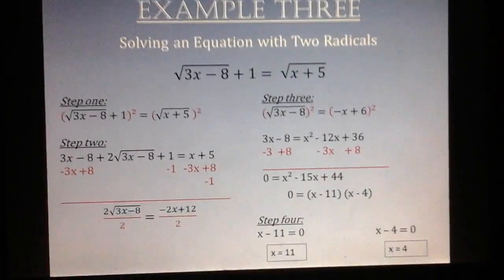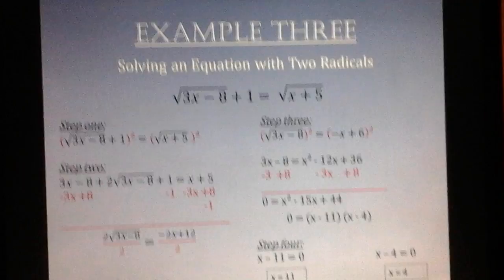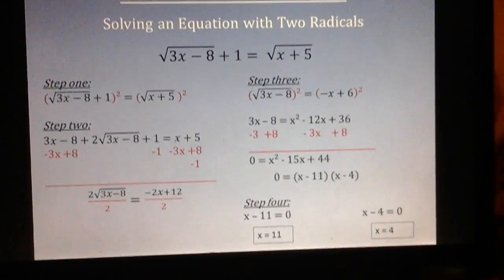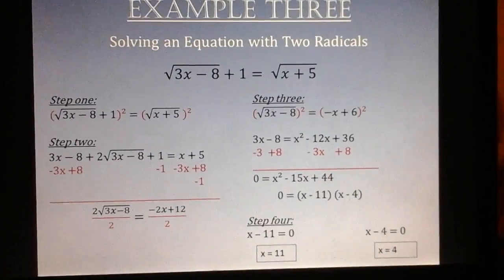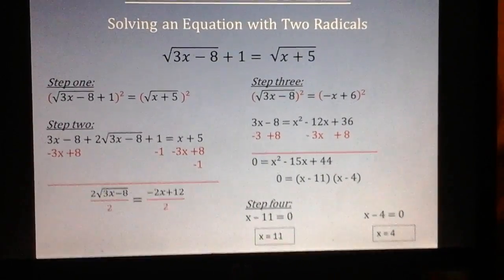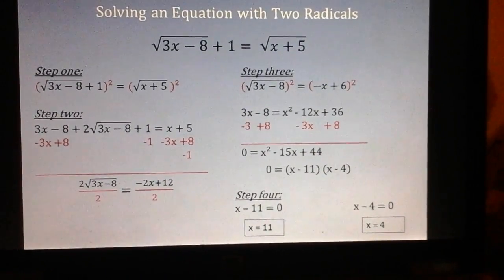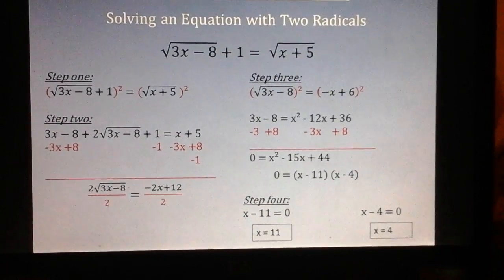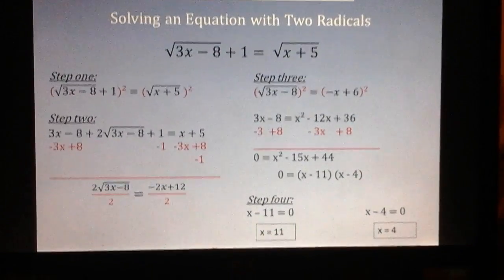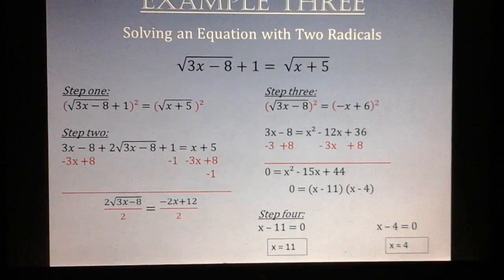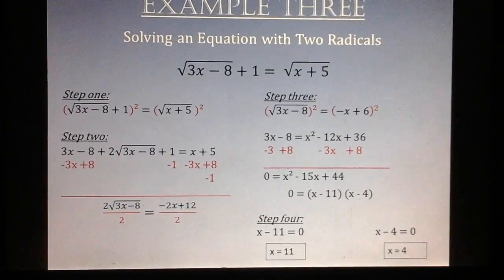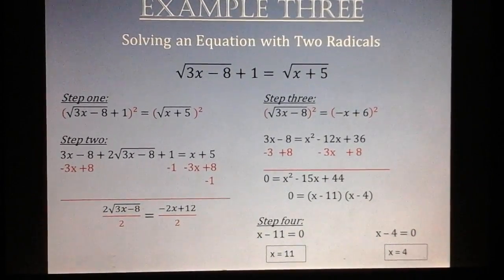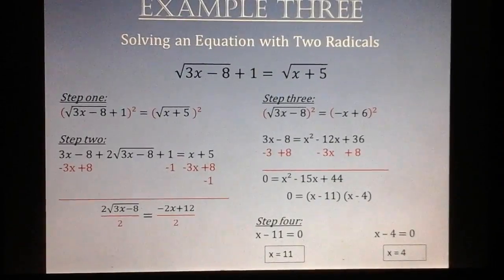For example 3, we're going to solve an equation with two radicals. For step 1, you would square both sides, and that eliminates the radicals. Then you would subtract 3x and add 8 to both sides and also subtract 1. And so you would get 2 radical 3x minus 8 equals negative 2x plus 12. Then you would divide both sides by 2 to eliminate the number before the radical. That would leave you with radical 3x minus 8 equals negative x plus 6.